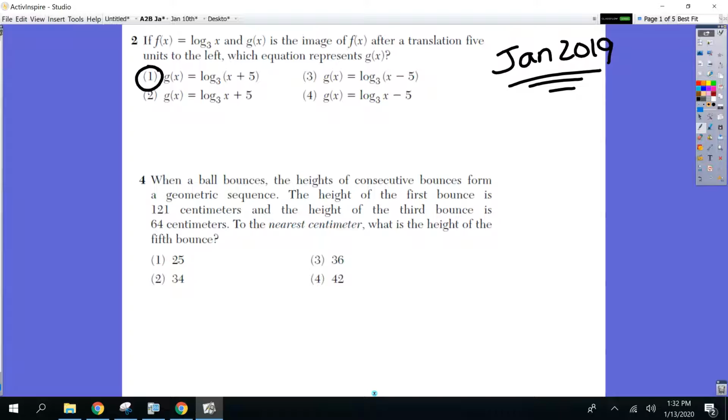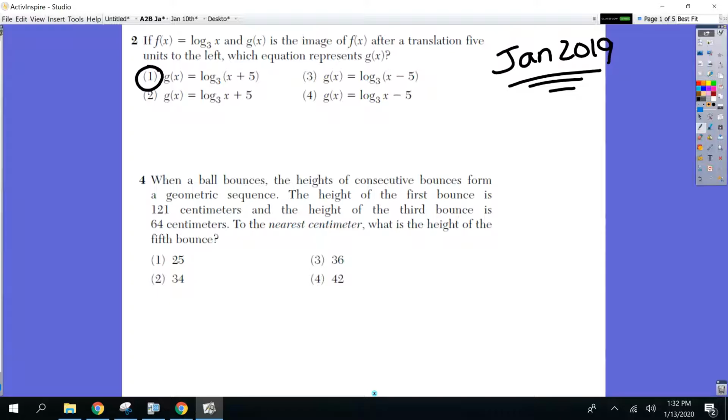1 here. What's choice 2 doing? What's choice 2 doing in the graph? Up 5. What's choice 3 doing? Right 5, and choice 4? Down 5. Worst comes to worst, can you graph them?